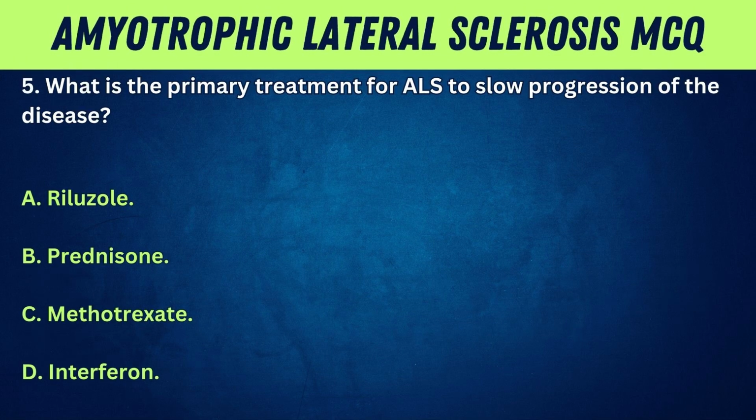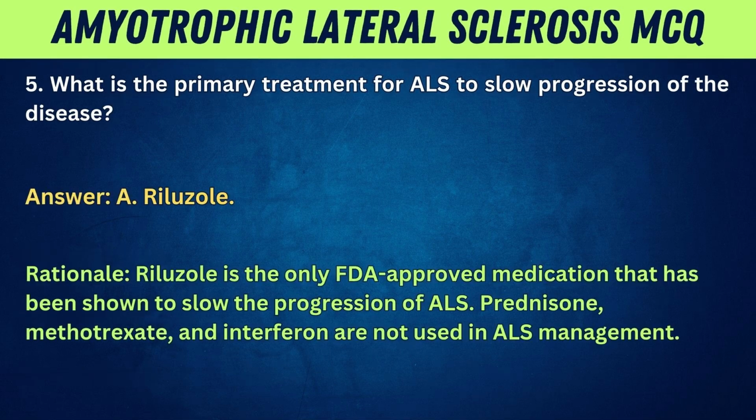5. What is the primary treatment for ALS to slow progression of the disease? A. Riluzole. B. Prednisone. C. Methotrexate. D. Interferon. Answer: A. Riluzole. Rationale: Riluzole is the only FDA-approved medication that has been shown to slow the progression of ALS. Prednisone, methotrexate, and interferon are not used in ALS management.